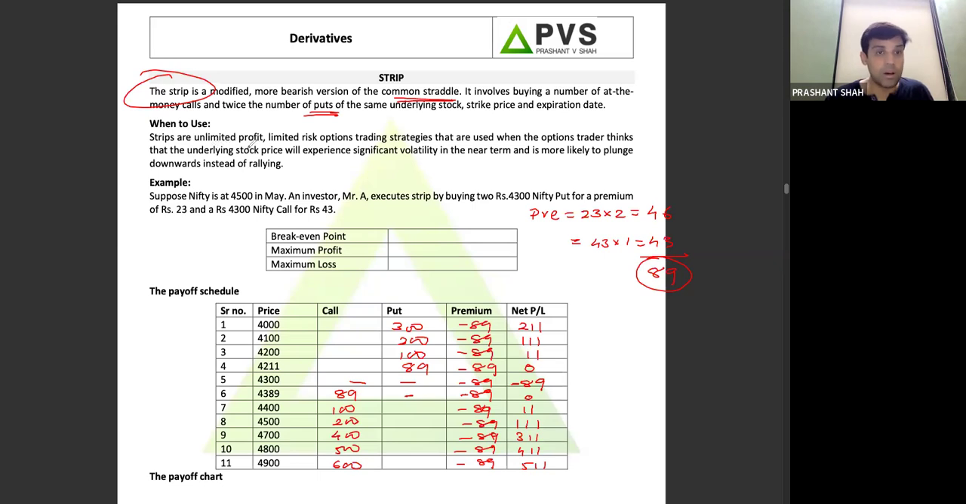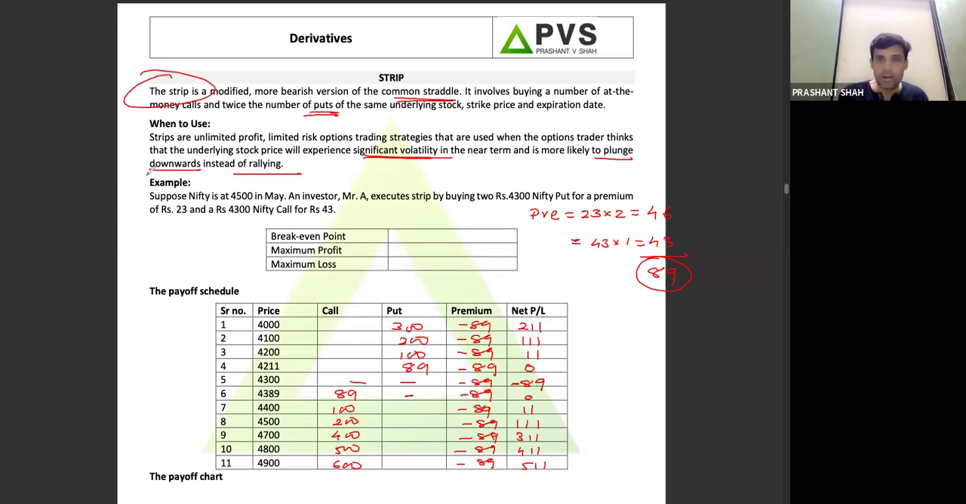Strips are unlimited profit, limited risk options trading strategies that are used when the option trader thinks that the underlying stock price will experience significant volatility. That is once again the same rationale as we had in straddle, in the near term, and more likely to plunge downwards instead of rallying. So it's more bearish, as I said, right?